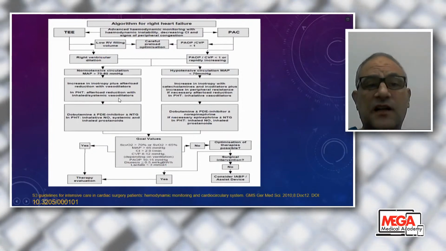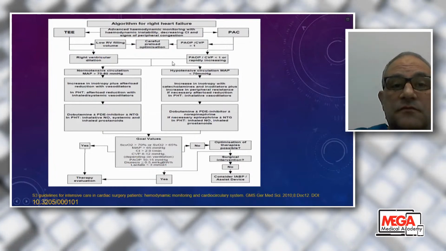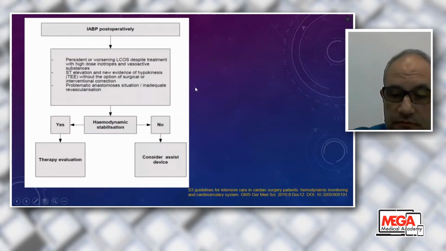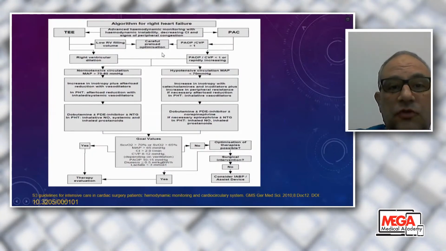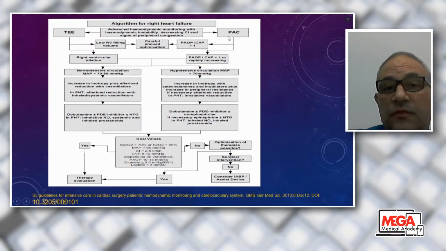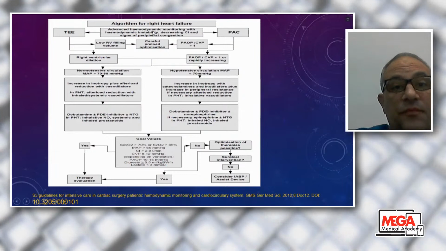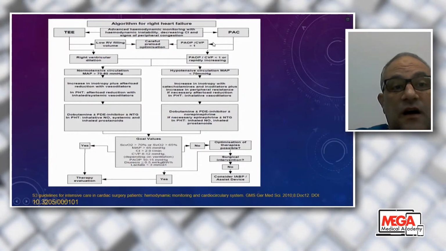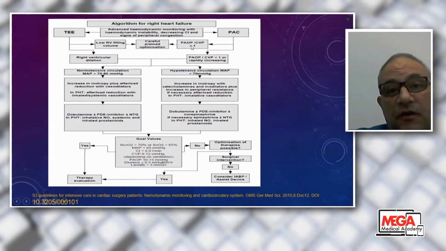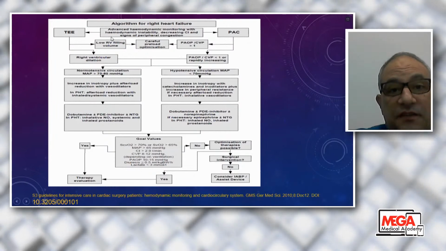Let us go to the right-sided failure. I will use my advanced hemodynamic monitor, the transesophageal echo or the pulmonary artery catheter. I did not mention anything about the PiCCO. These are the most valuable things, and the PiCCO readings will not be valuable if I have a major discrepancy between the right and left side.